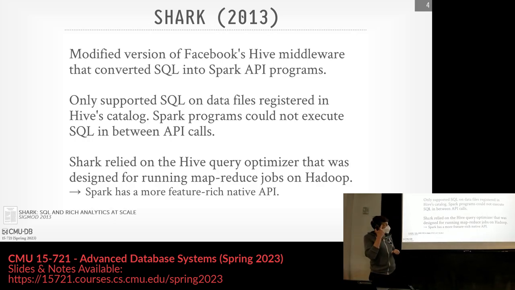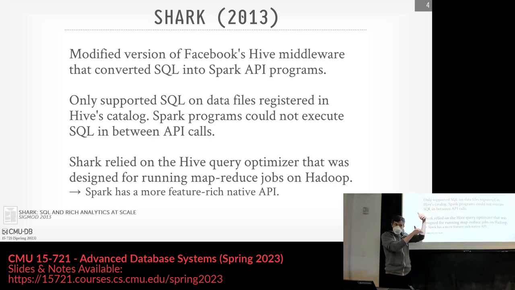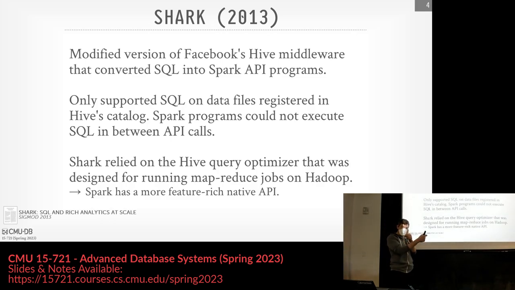There were some limitations in this. It was a middleware, so it wasn't a standalone thing. It was a software layer that sat in front of Spark. You would submit your queries to that, and it would convert them to jobs. It was just doing this sort of translation. That meant you could only use SQL in Shark for data that was sitting in your data lake, before they called it data lakes, in your object store that were cataloged in the Hive metadata catalog. So you couldn't have a Spark program where halfway through you run a SQL query, and then take the output of that SQL query and run more Spark jobs on it, or do additional things. It was limited in what you could use it for.